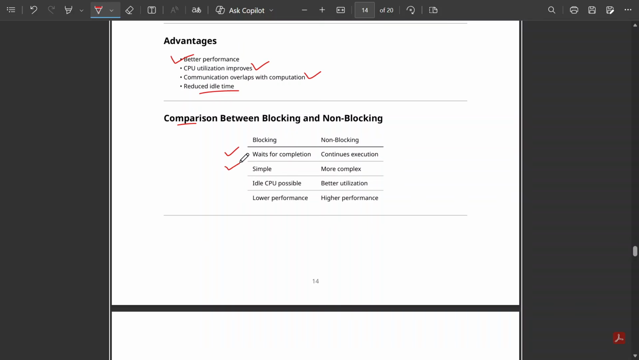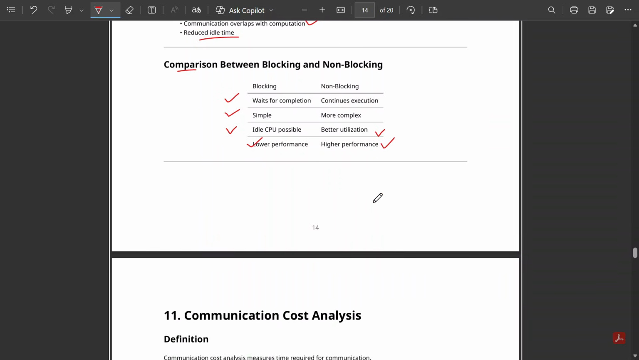Blocking is very simple, whereas non-blocking is pretty complex. In blocking, CPUs may remain idle, whereas in non-blocking there is better utilization of CPU. In blocking there is low performance because the CPU is not being utilized well, whereas in non-blocking there is higher performance compared to blocking.